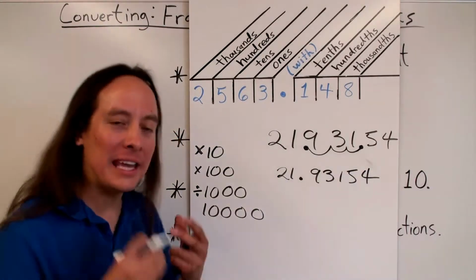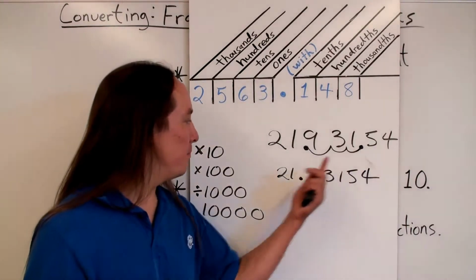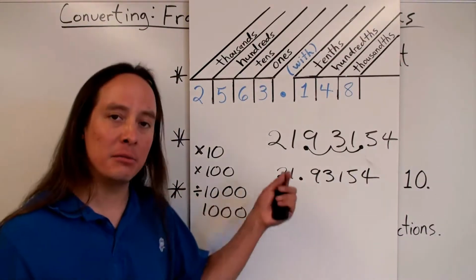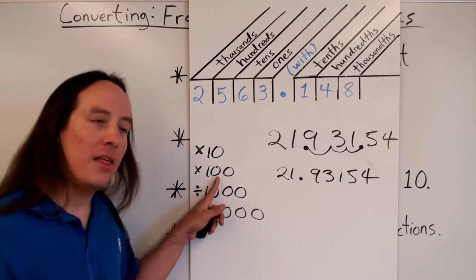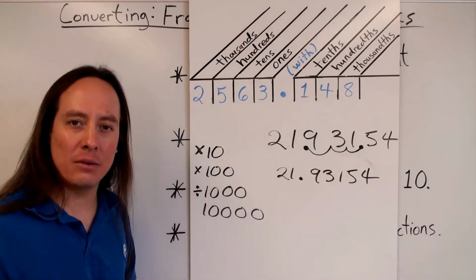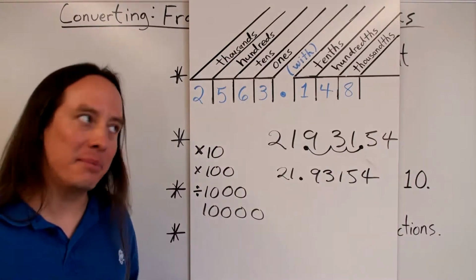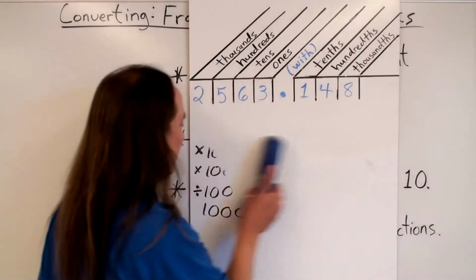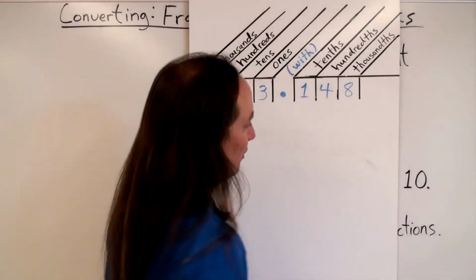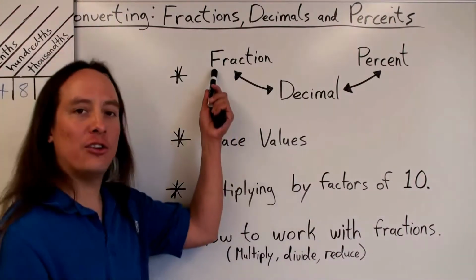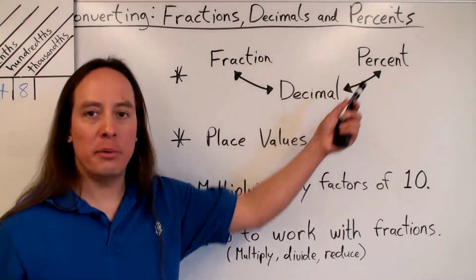Okay, but the key here, what I want you to understand is multiplying and dividing by these numbers is really easy. You're just moving the decimal point the number of zeros that number has. Okay? All right. And you're probably wondering, why is that important? What are we doing here? All right, well, actually, let's go ahead and start doing an example. Let's start with a fraction, and let's take it all the way to a percent.